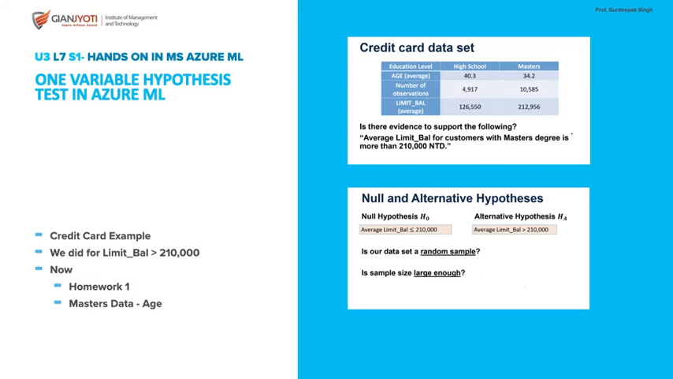So what we had seen so far is how to build the hypothesis. You have a null hypothesis in case of the limit balance. We put it as: null hypothesis, average limit balance less than or equal to 2,10,000, which is what we are saying. And then we had the alternate hypothesis, which was average limit balance is more than 2,10,000. So we calculated the p-value, we checked whether that is less than the significance value or more than the significance value, which was 5%. So that is what we have done so far.